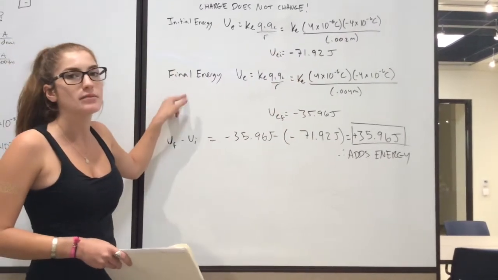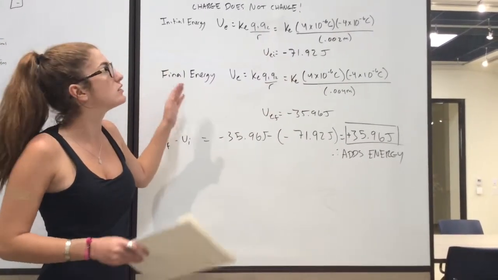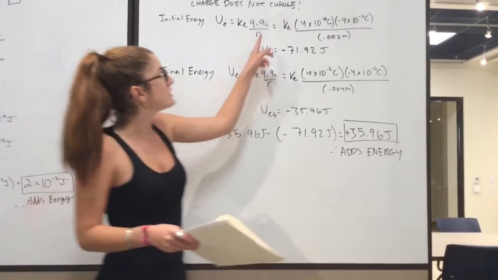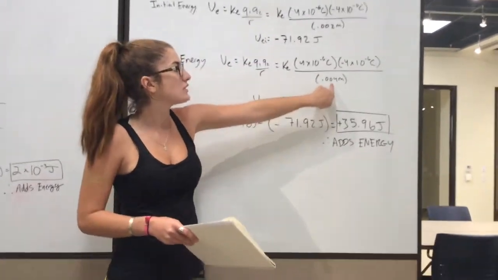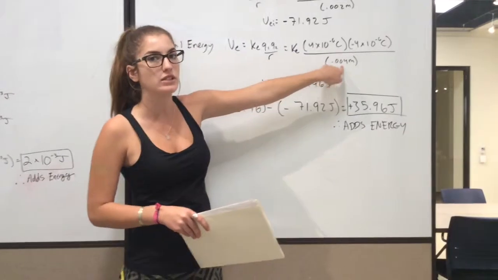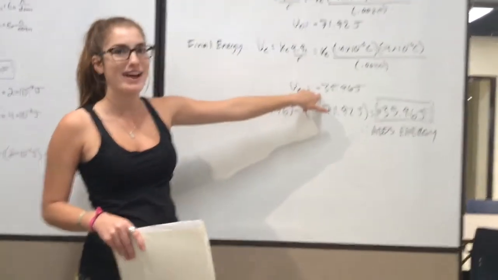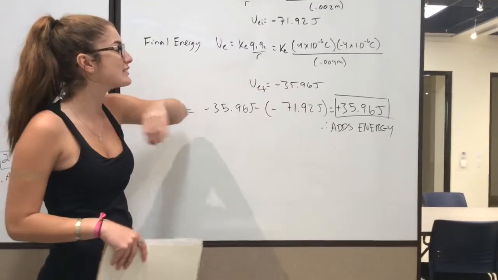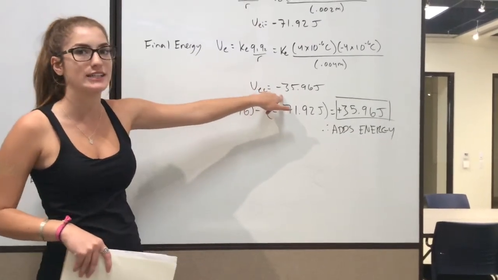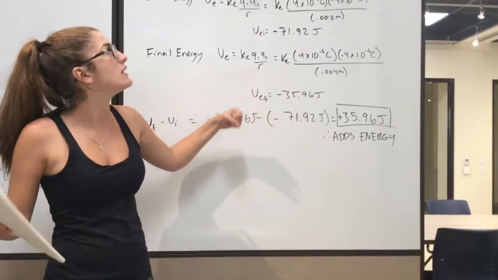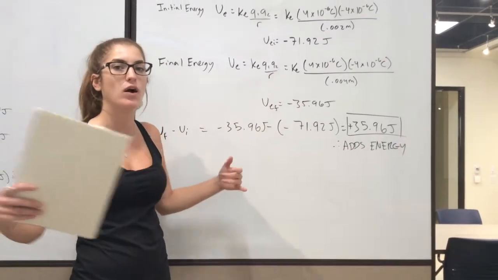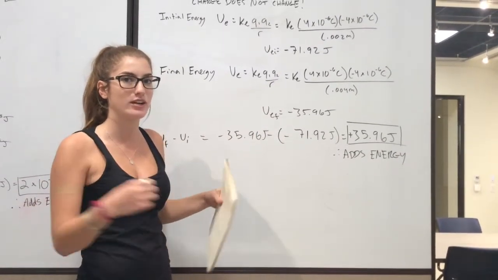And if we do that same equation for after the charges have been moved apart, it's the same numbers but substituting in 4 millimeters instead of 2. And our result is now negative 35.96 joules. So we can see that we have more energy in our system, and this is because since the charges were pulled away, they want to be attracted to each other.